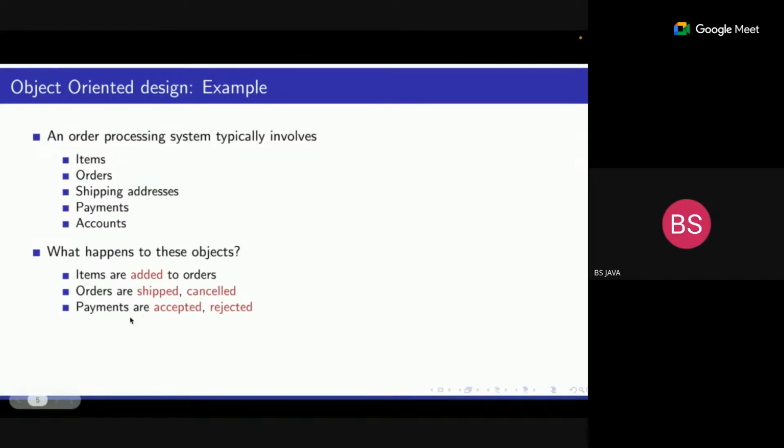Payments are accepted. This can be one method. Accepting, rejecting can be another method. So all these actions can be converted into methods of these objects. So these are the objects and these are the methods. Is that clear?